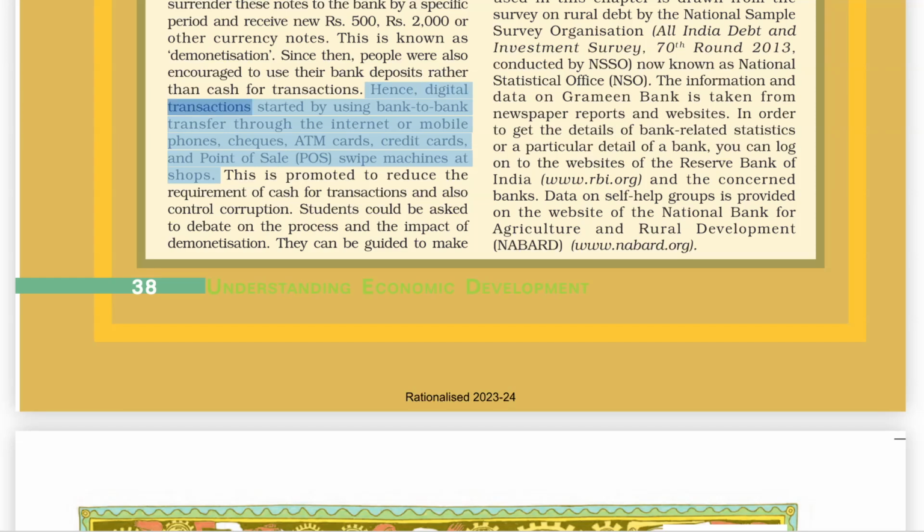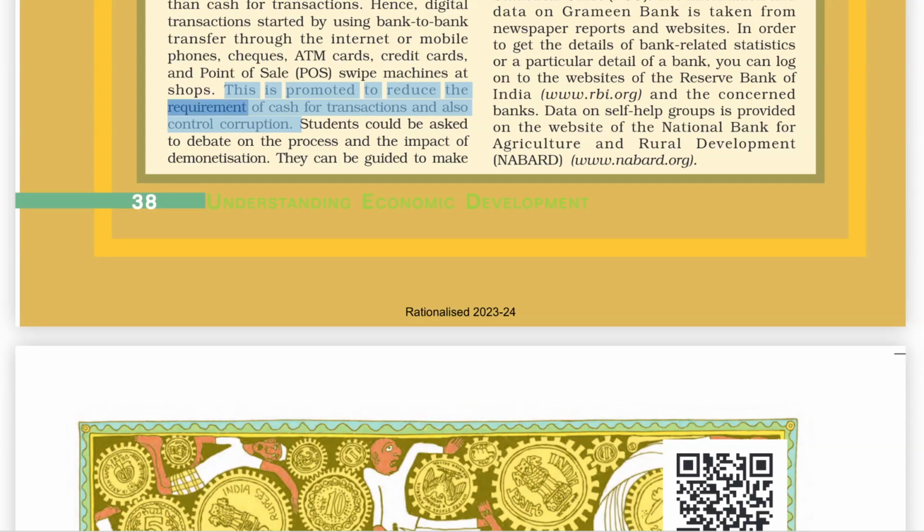Hence, digital transactions started by using bank-to-bank transfer through the internet or mobile phones, checks, ATM cards, credit cards, and point-of-sale (POS) swipe machines at shops. This is promoted to reduce the requirement of cash for transactions and also control corruption.